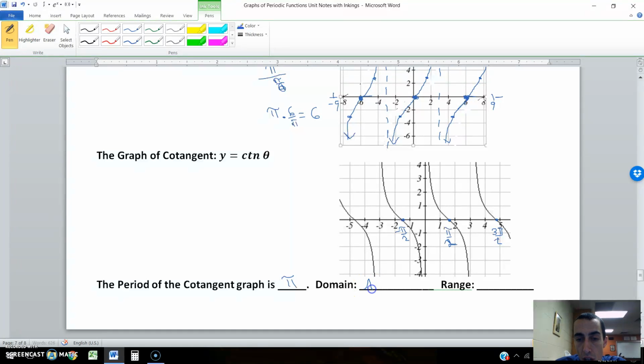The domain is all real numbers except all the multiples. Yikes. Good luck trying to read that. It says except. Anyway, so it's going to be all real numbers except for the asymptotes at pi, at 2 pi, at 3 pi, and so forth. So it's all real numbers except pi times k, where k is an integer. The range will be all real numbers because the graphs extend forever up and forever down. Negative infinity to infinity.